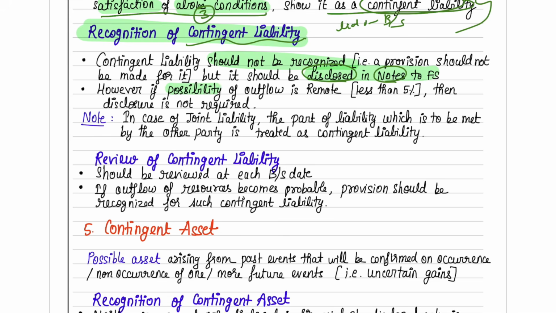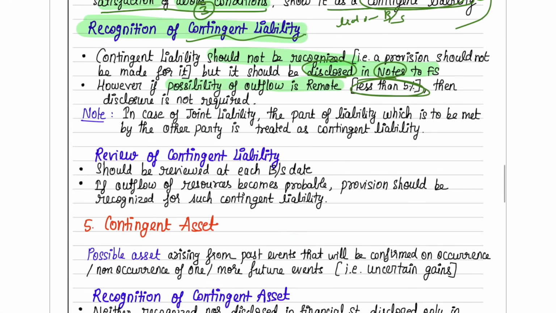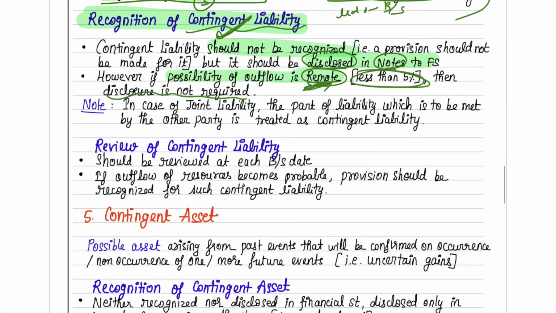However, if the possibility of the outflow is remote, that means less than 5% chance, or less than 10%, a very minimal chance, then in such case even disclosure is not required. Normally, please disclose the contingent liability. But if the outflow is not even possible, meaning not even a minimum 10% chance, if it's that remote, then disclosure is also not required. Just leave it as it is.